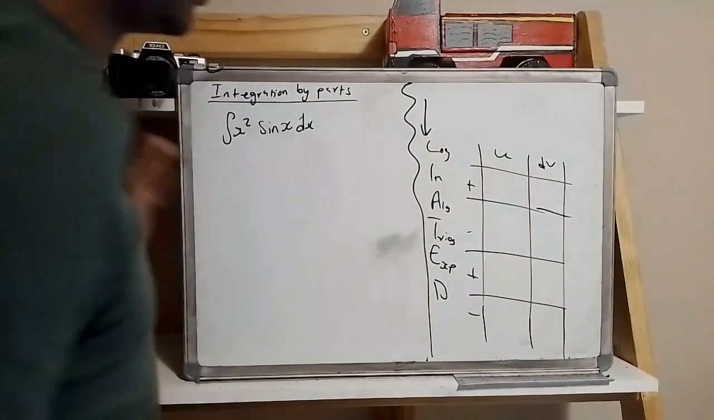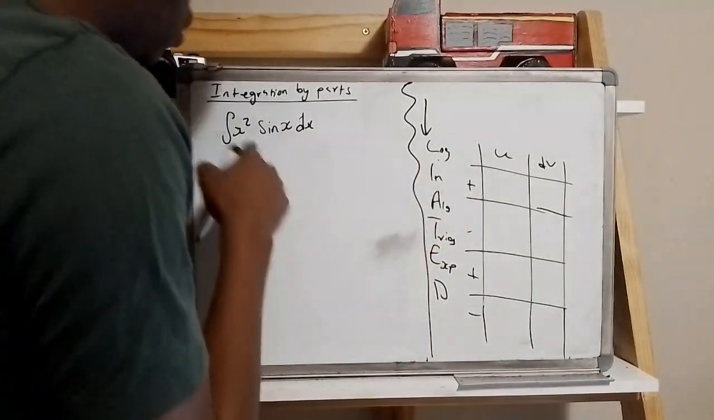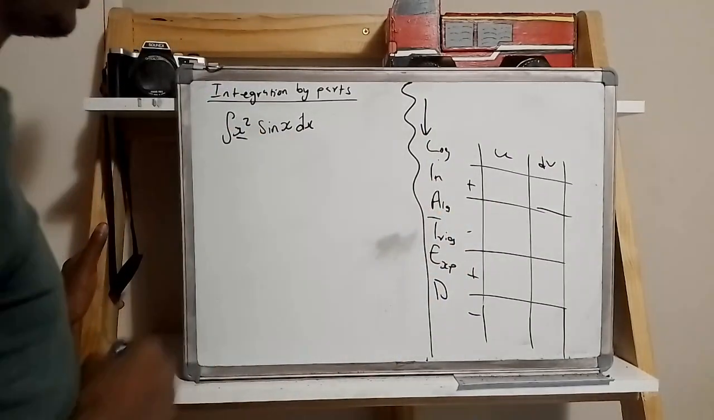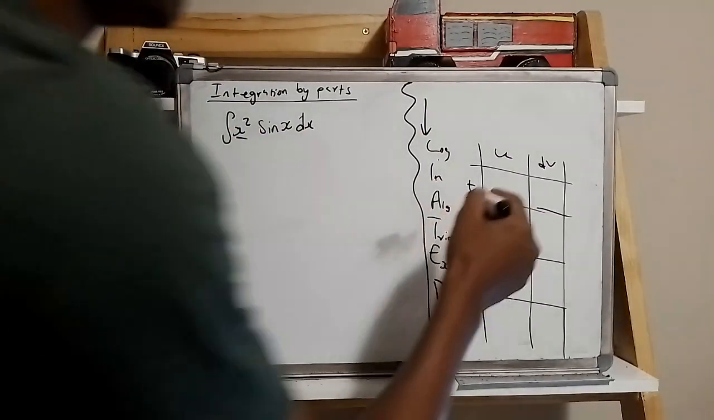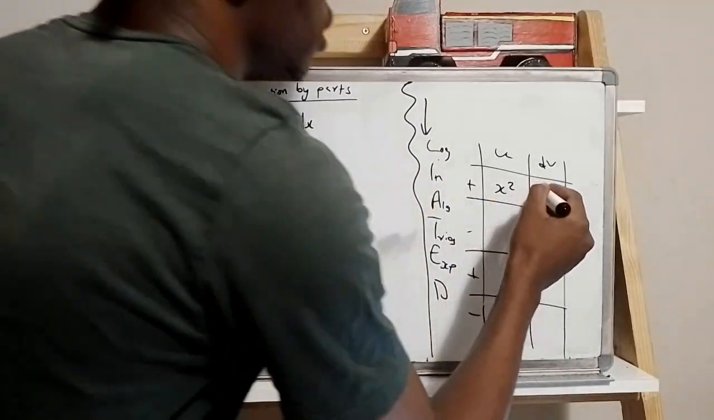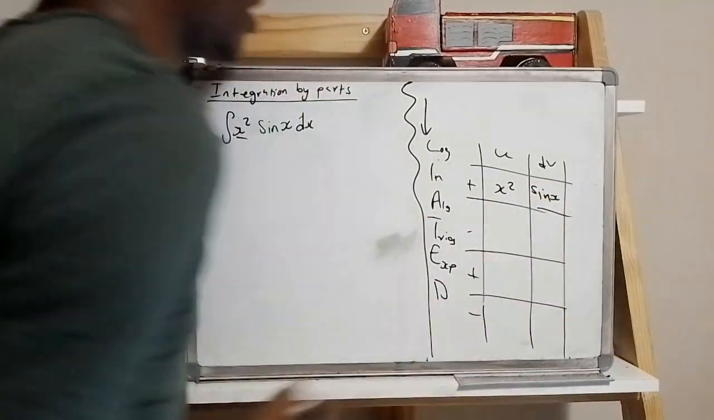In this case, for the one that comes first, log, I don't have log here. Lim, I don't have lim here. Algebra, I have algebra, which is represented by x squared. Means here I'm going to write x squared. Then I have trig, which is sine x. Write it here, sine x.